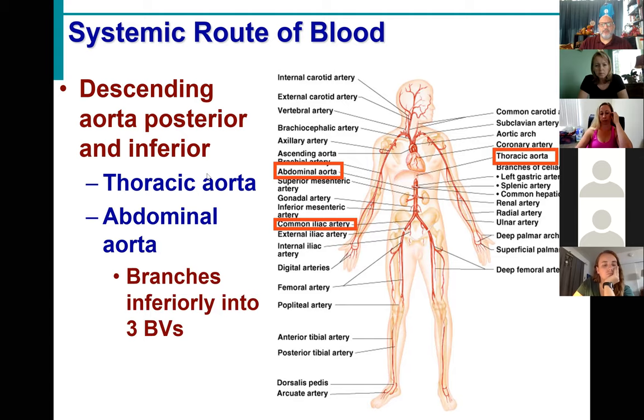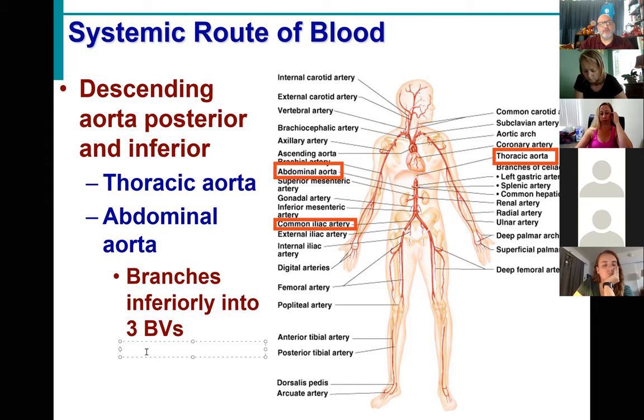Does anyone know what the three blood vessels are that are formed by the abdominal aorta when it terminates? Somebody give me one of them. My speaker's on, right? My microphone's on. You guys are hearing me?